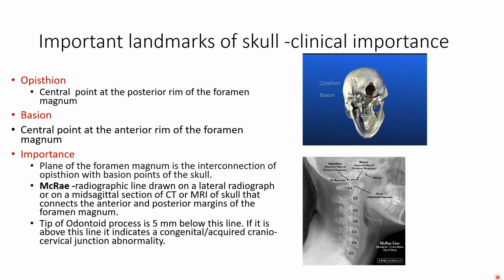and the importance of which is the tip of odontoid process, that is the dens of the axis. You can see it is about 5 millimeters below this line, and if it is above McRae's line, it indicates a congenital or acquired craniocervical junction abnormality, and this abnormality, depending on the severity, can press on the brainstem structures. So now you know about the importance of the various landmarks in relation with the skull.